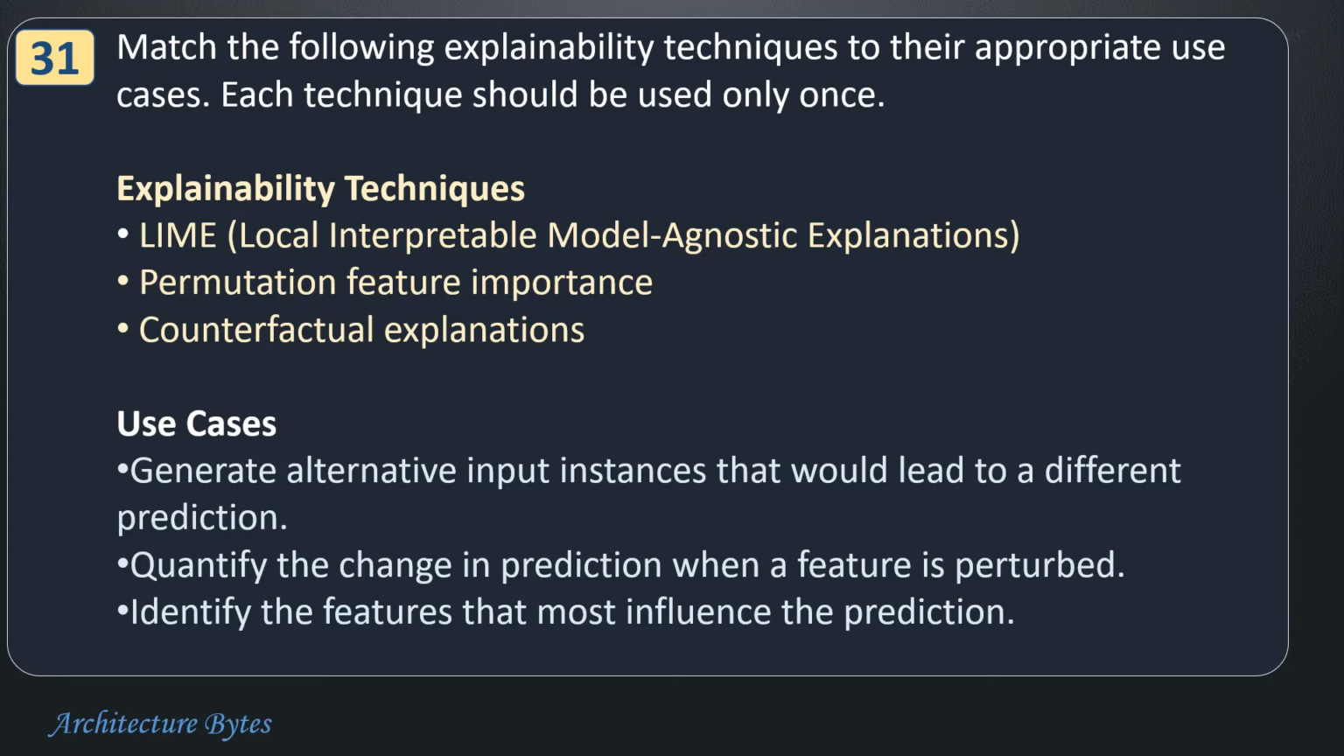Match the following explainability techniques to their appropriate use cases. Explainability techniques: LIME, permutation feature importance, counterfactual explanations. Use cases: generate alternative input instances that would lead to a different prediction. Quantify the change in prediction when a feature is perturbed. Identify the features that most influence the prediction.